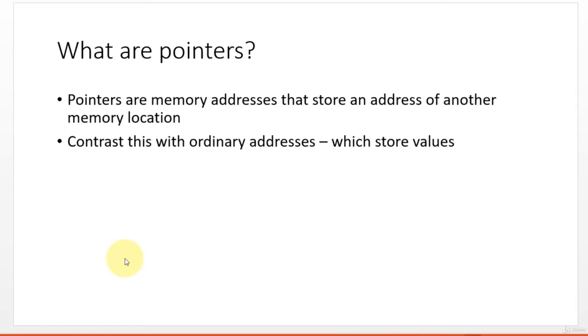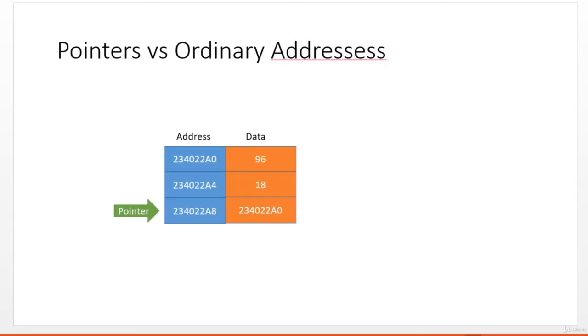What are pointers? Pointers are memory addresses that store an address of another memory location. Contrast this with ordinary addresses, which store values. Take a look at an example here. This is a diagram showing the difference between pointers versus ordinary addresses. And this is a diagram of your RAM memory, random access memory.